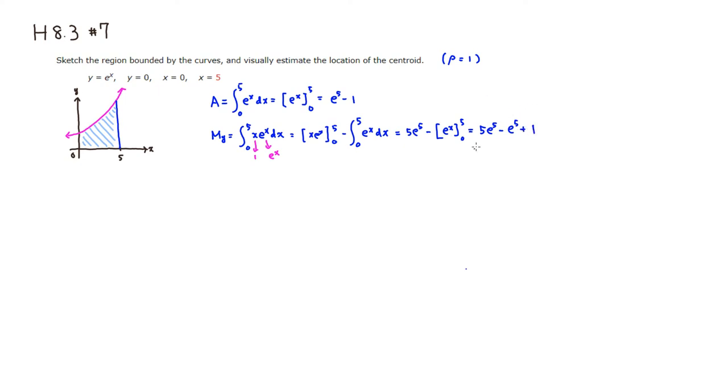So this is going to be simply 4 e to the 5 plus 1. So we got that.